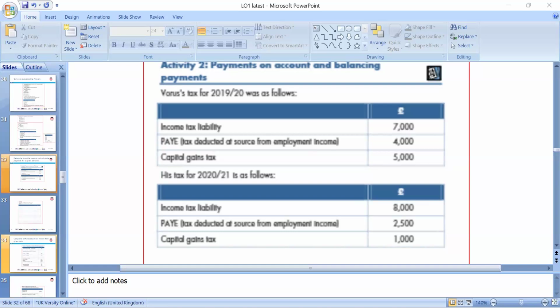The payment on account was... So you have to look around the period and you have to segment the period accordingly. If it's the middle of the year you start the business, you can apportion as well. The final payment, we can look at the income tax liability less PAYE, and then less the payment on account if you have already done it, 3,000.